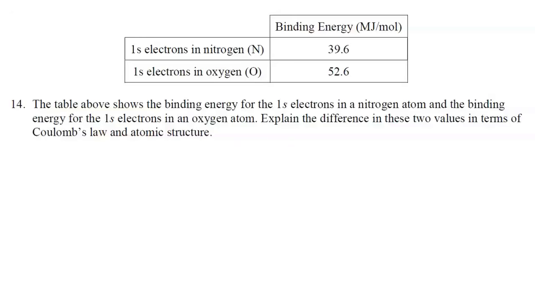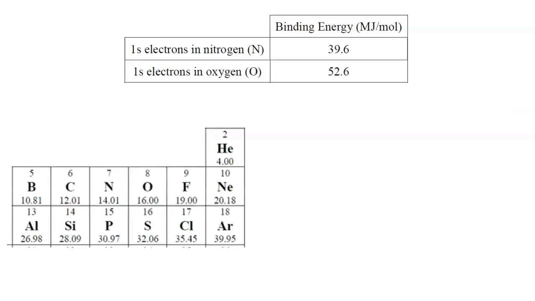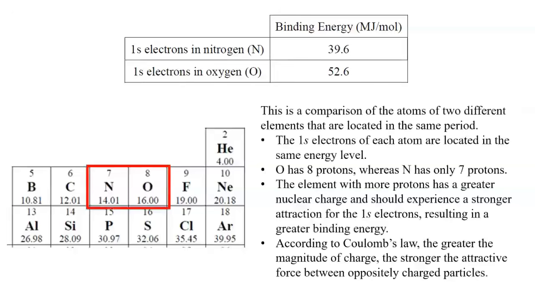So remember that with Coulomb's law, it's going to be about charge or distance, depending on what we're comparing. So here we're comparing the 1s electrons of nitrogen with the 1s electrons of oxygen. Remember that these two elements are in the same period. It's a comparison of the atoms of two different elements in the same period. And since the 1s electrons of each atom are in the same energy level, this is not about the distance. It's about the magnitude of the charge. So what's the difference between nitrogen and oxygen in terms of charge?